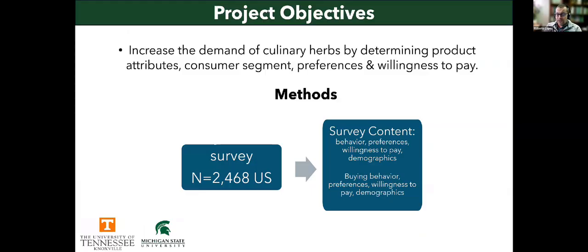And then they gathered the information, again, of their behavior in terms of how many or what their purchases are, what their preferences are, the demographics, and of course their willingness to pay.